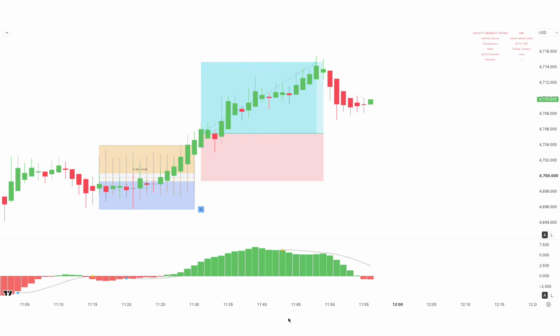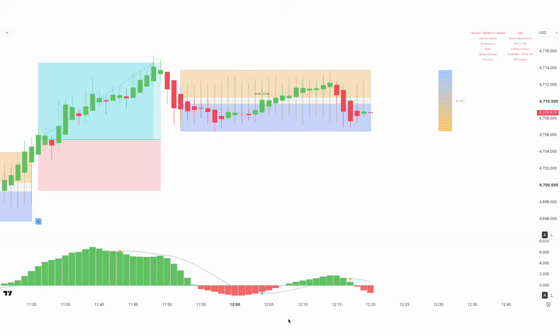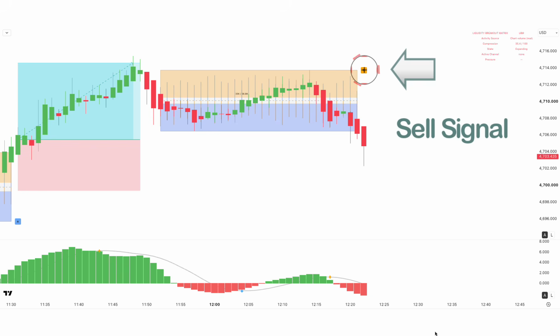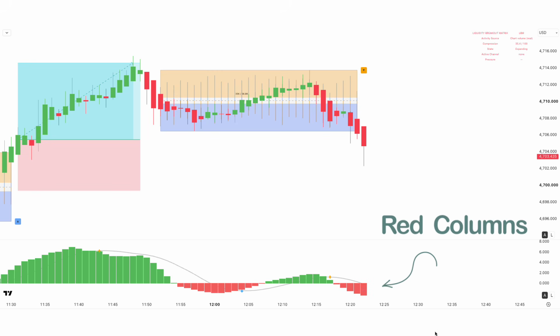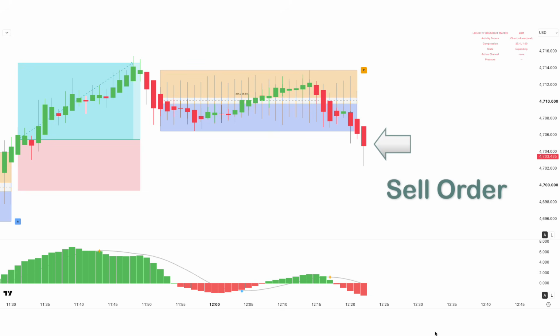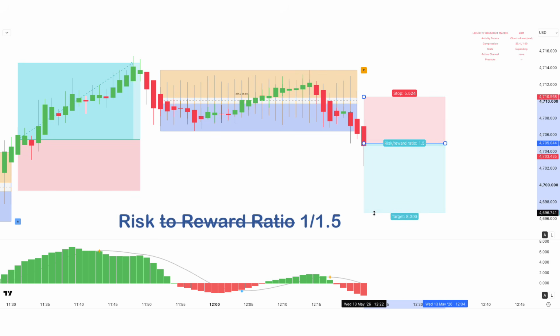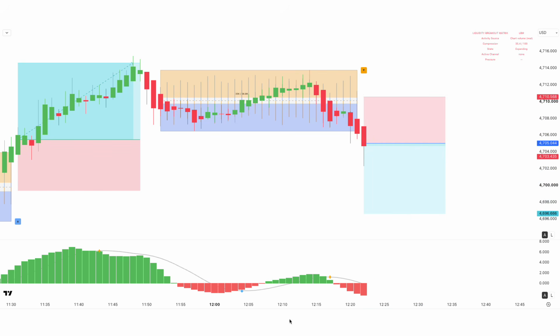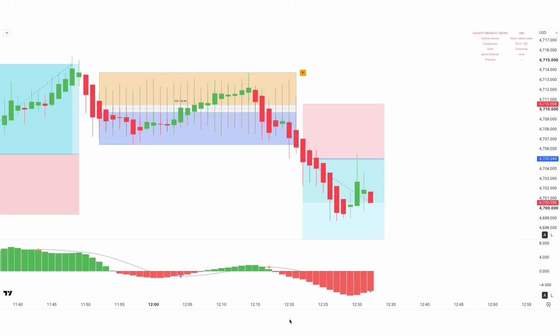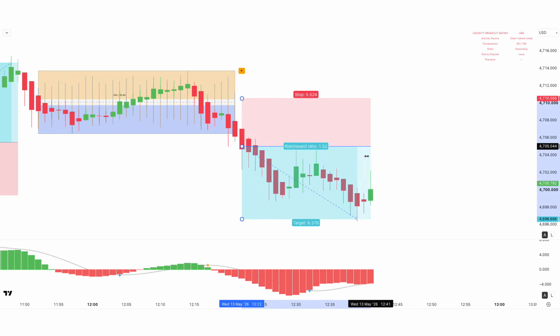Let us now understand the short position. When the Liquidity Breakout Matrix shows an arrow down, this is a sell signal. The Linear Reg MACD indicator should show red columns, and the market should form a bearish candle. If these conditions are fulfilled, then we will place a sell order. Our stop loss is to be placed at the orange area, and the risk to reward ratio will be 1:1.5. The market has completely hit the target.